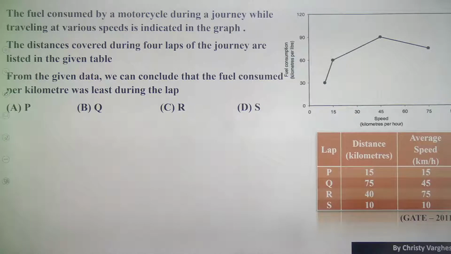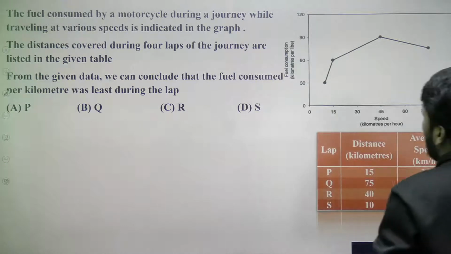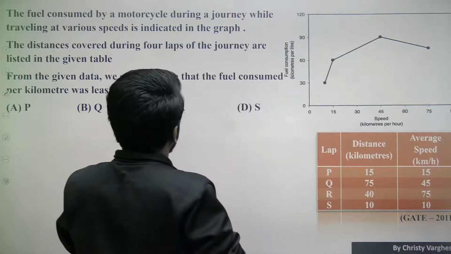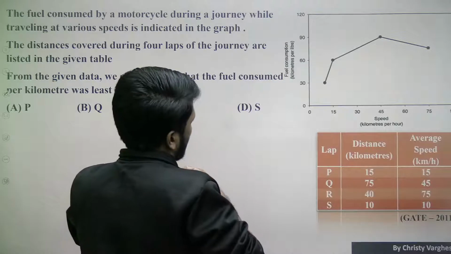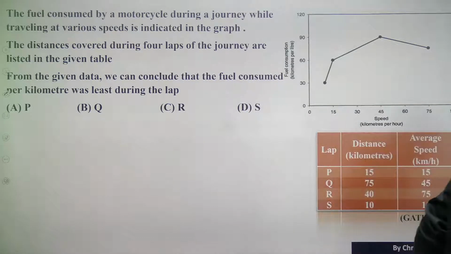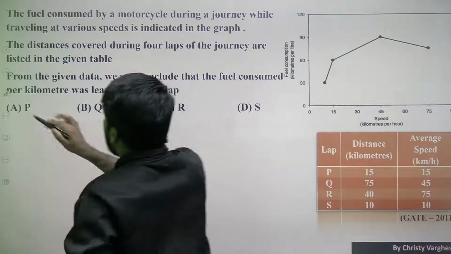This question also has a similar twist like the previous question. Previous was the CSIR NET problem, this is a GATE exam problem. Fuel consumed by a motorcycle during a journey while traveling at various speeds is indicated in the graph. So the graph is indicating, let's understand this graph. This is a line graph. Let us understand this line graph properly.